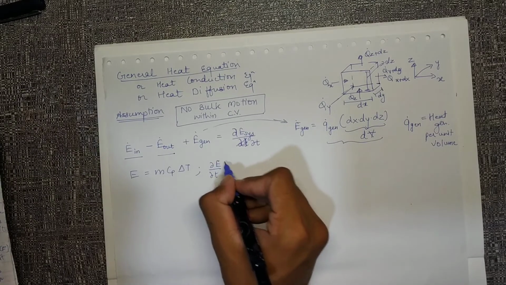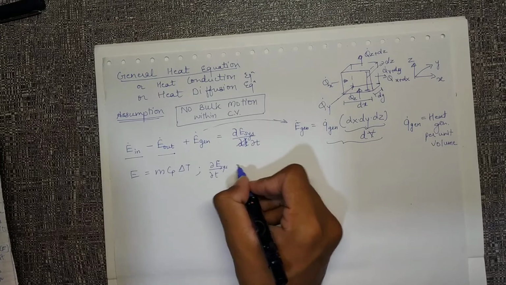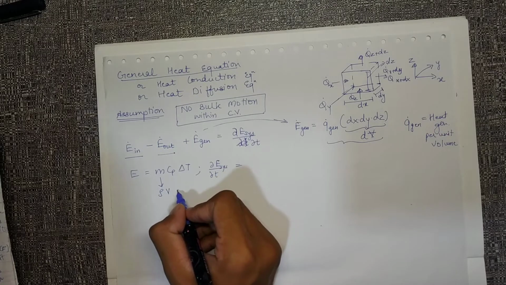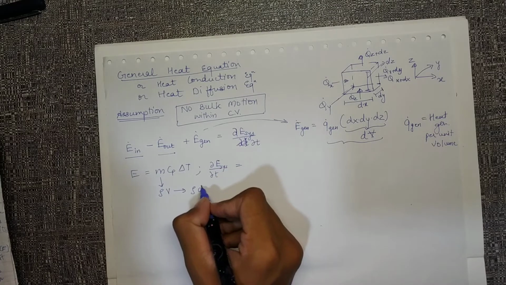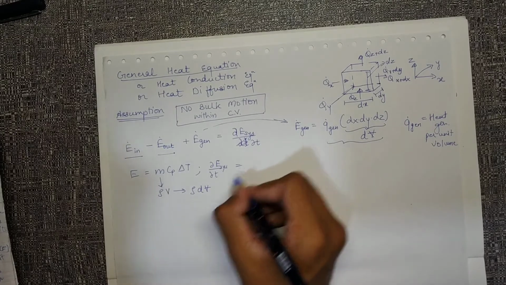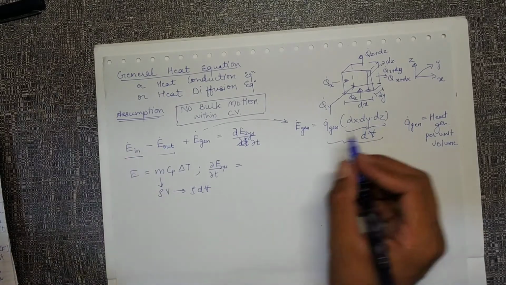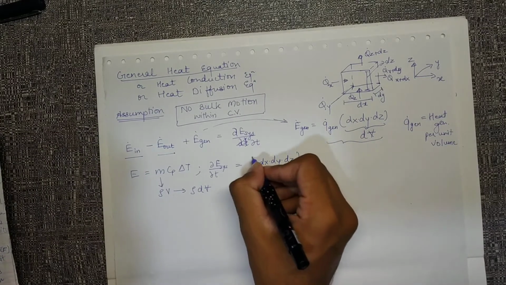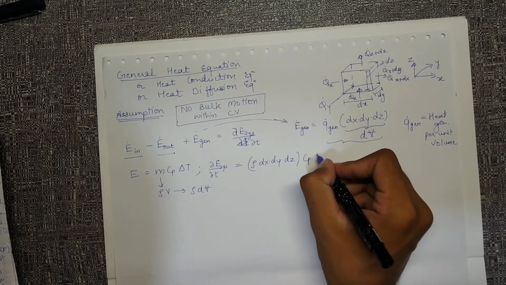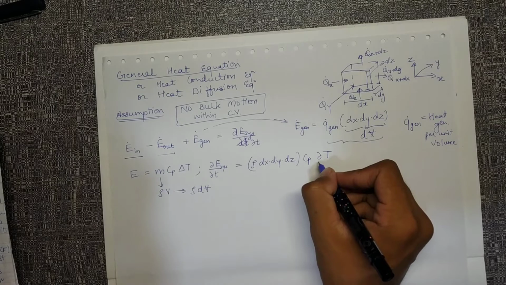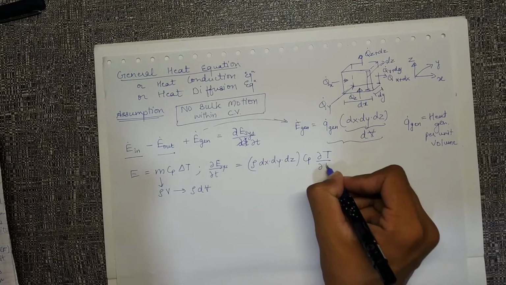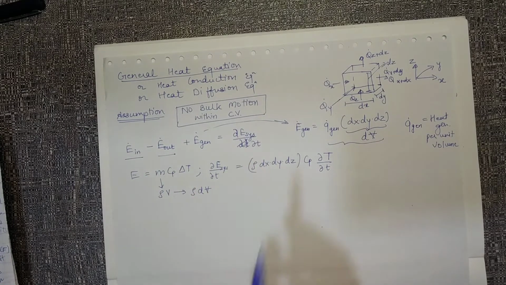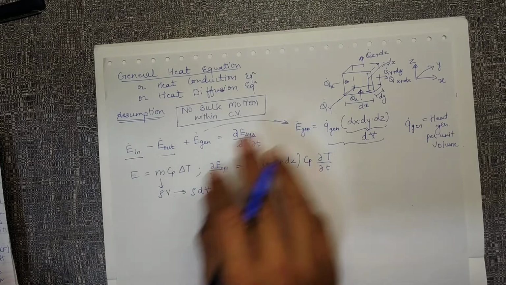So del E by del t, it should be partial differentials because there are multiple variables, x, y, z and time. Del E by del t will be equal to, changing mass to rho V, and rho V will be rho dV because we have a differential volume, and dV is dx into dy into dz. That means rho into dx into dy into dz into Cp del T by del t. So we have got the change in the system. We have got all the terms, and now we just need to put those terms in our equation.